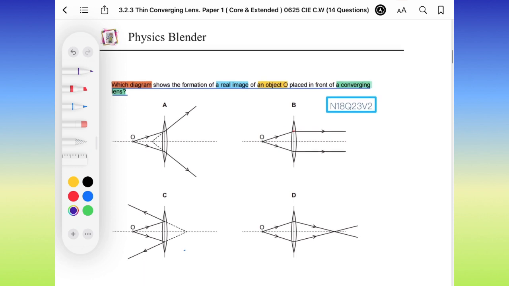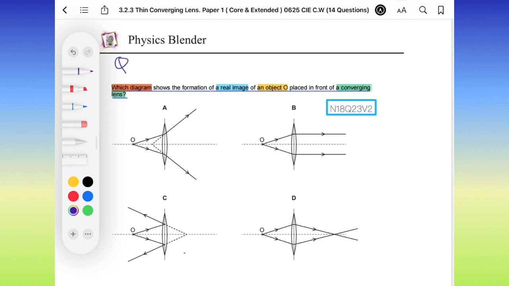Okay, let's start question number 1. But before we start, I would like to clarify and explain some important points. Number 1, thin converging lens. It's also called convex lens. So this is very important to know that converging lens is the same as convex lens.